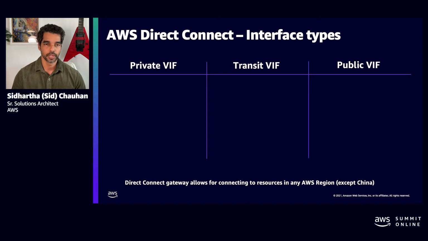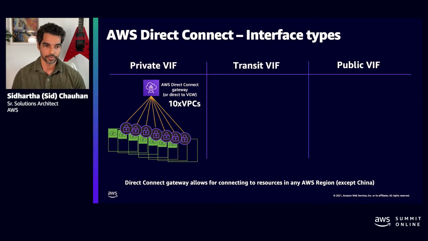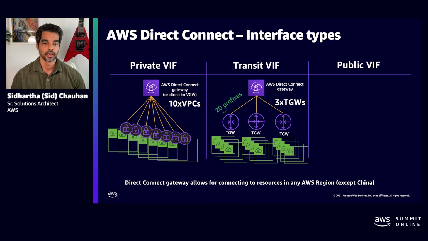Perfect. Let's recap. So we talked about how you can use private VIF. Now keep in mind that with private VIF, a Direct Connect Gateway can connect to up to 10 VPCs. With Transit VIF, a Direct Connect Gateway can connect up to 3 transit gateways. And over each connection, you can advertise 20 prefixes from the Transit Gateway to the Direct Connect Gateway.